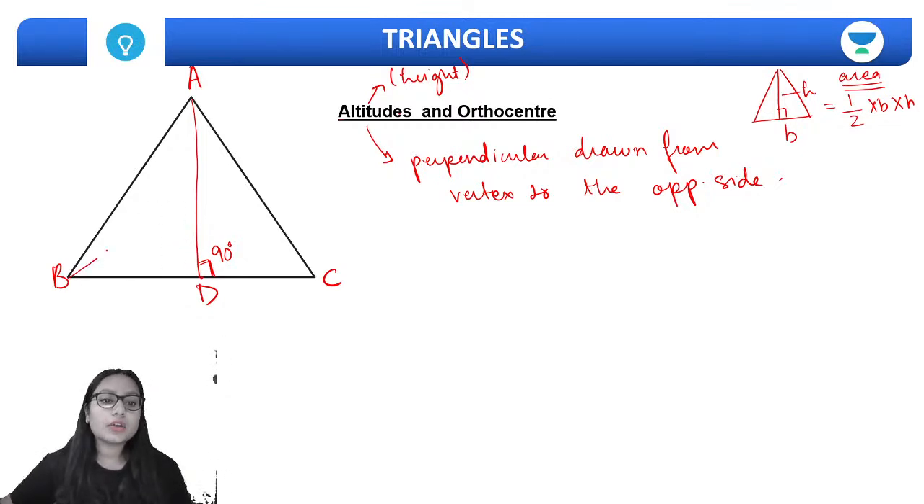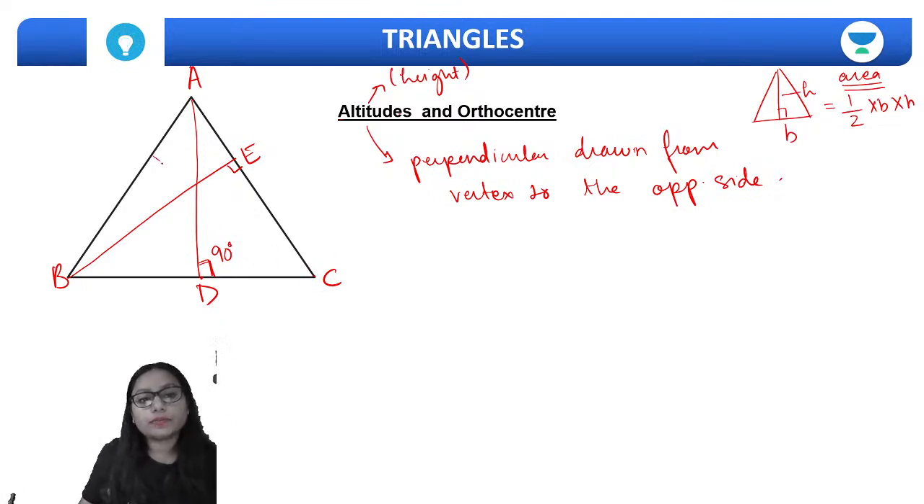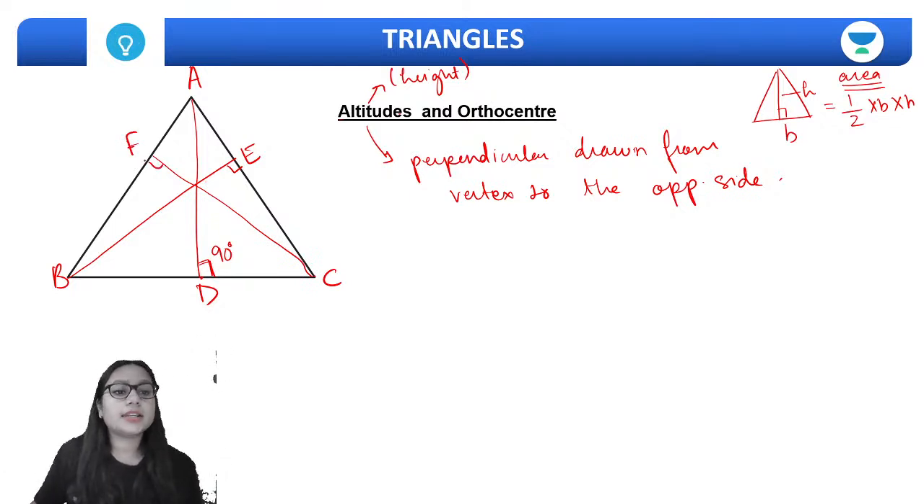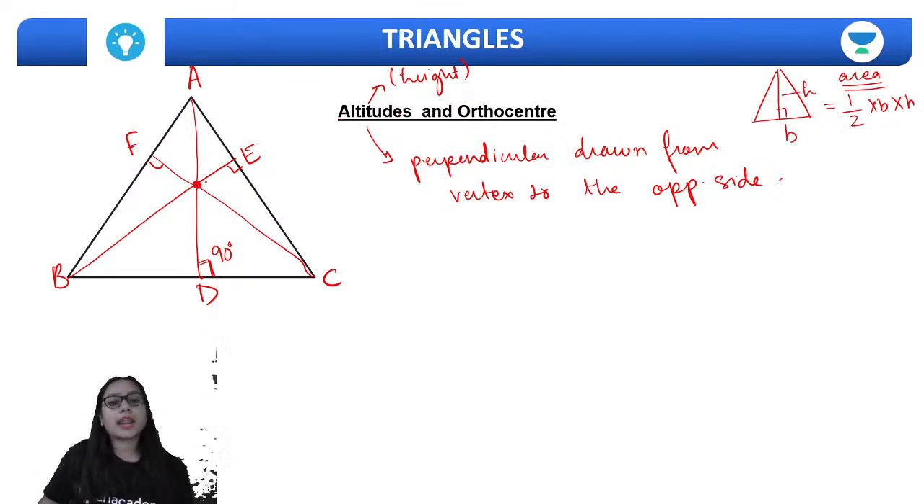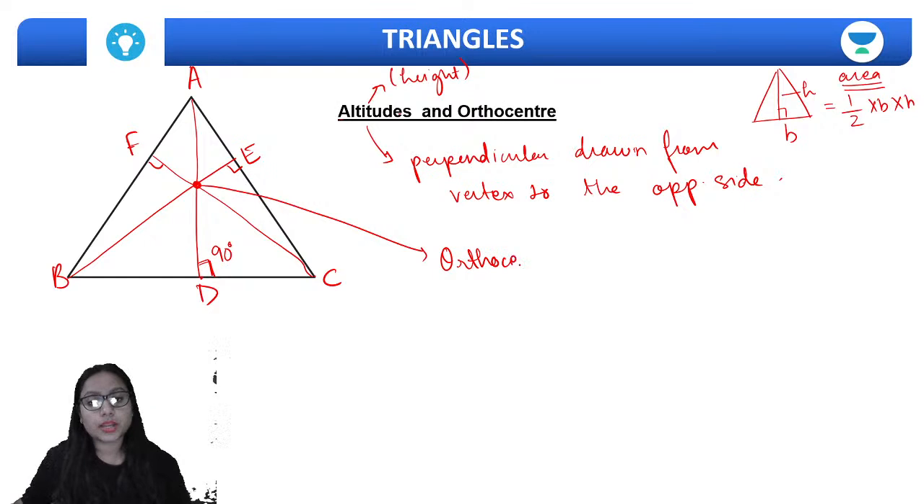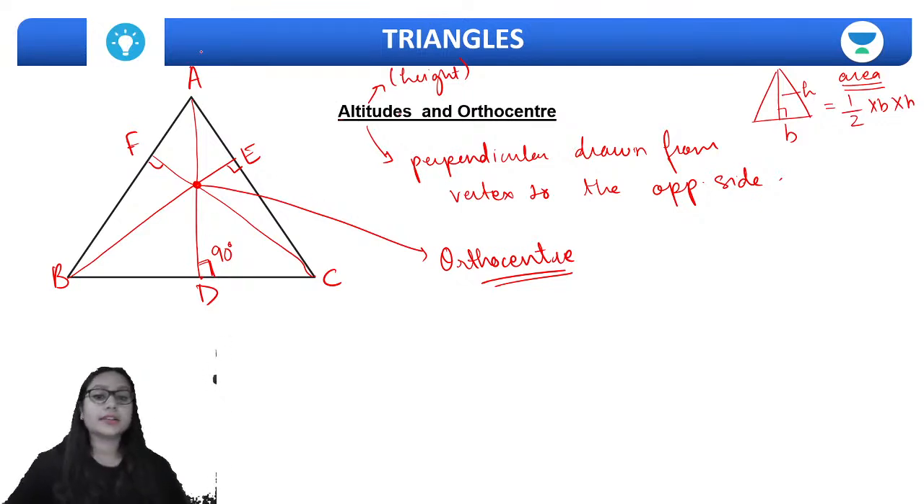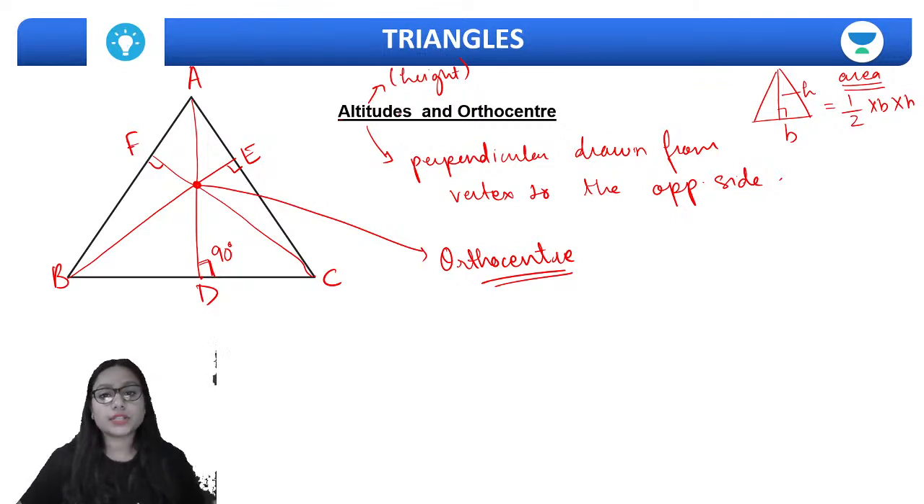Similarly, if I draw a perpendicular from B to AC, then BE is the altitude. Similarly, I can draw an altitude from C to AB. Then CF is also known as an altitude because this is a 90-degree angle. What you have to notice is that all the altitudes of a triangle intersect at a common point, and this common point of intersection is known as the orthocenter. So the orthocenter is the point of intersection of all altitudes of a triangle. I hope the terms altitude and orthocenter are clear to everyone.